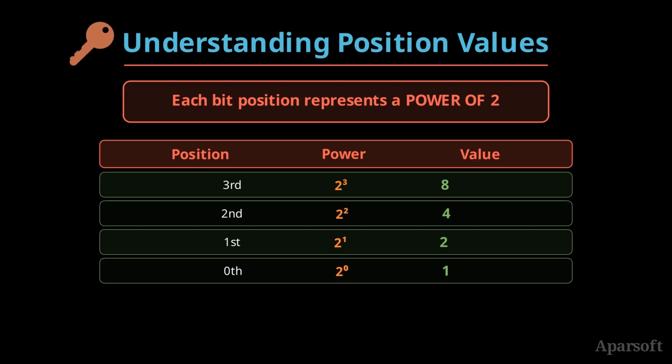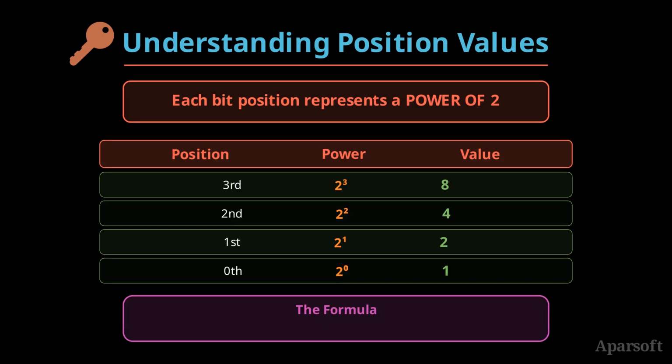This is why when we see a 1 in position 3, we multiply it by 8. The formula is simple. The value at any position equals 2 raised to that position number. This is the secret to understanding binary verification.